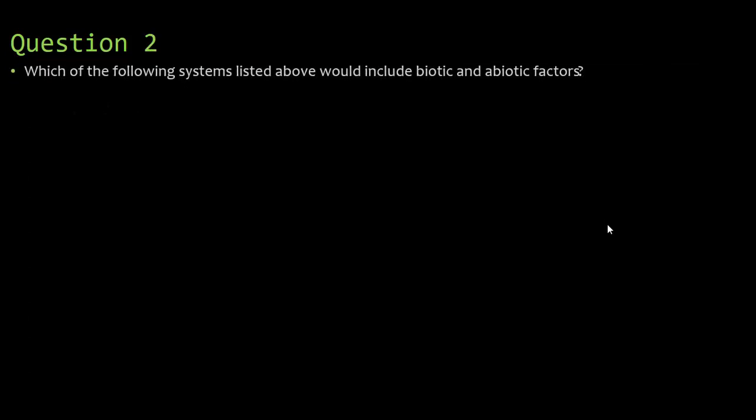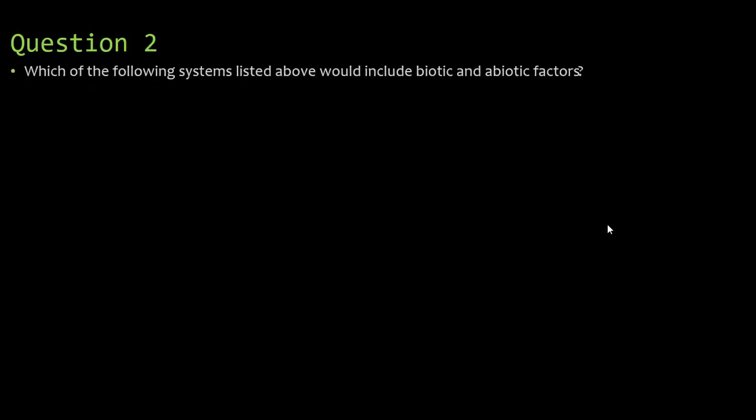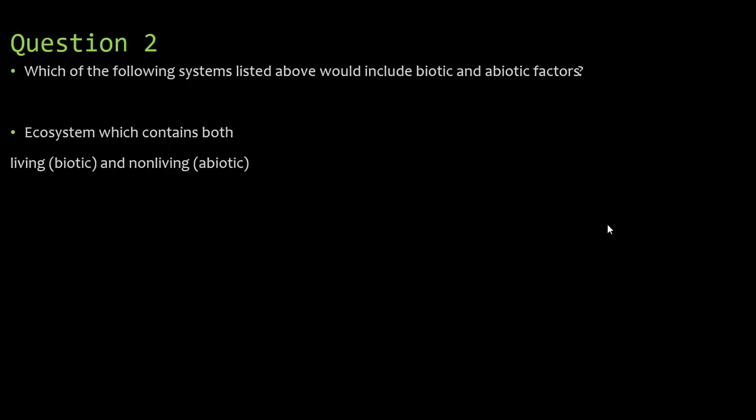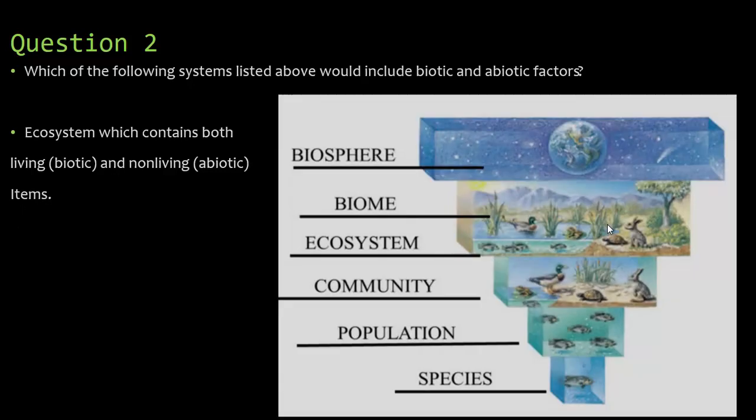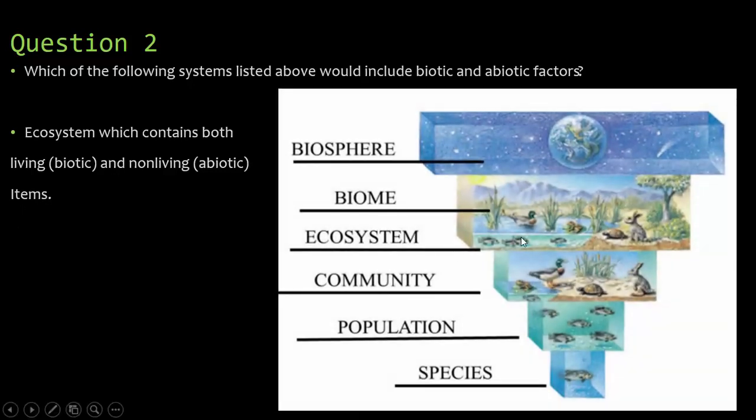Number 2, which of the following systems listed above, and we're talking about the ones we just looked at here, would include biotic and abiotic factors? So we're looking for living and non-living factors. So ecosystem has both living and non-living things that affect the environment. When I look at an ecosystem, I can see the biotic things such as the animals and the plants and the organisms, but then there's things that affect them.